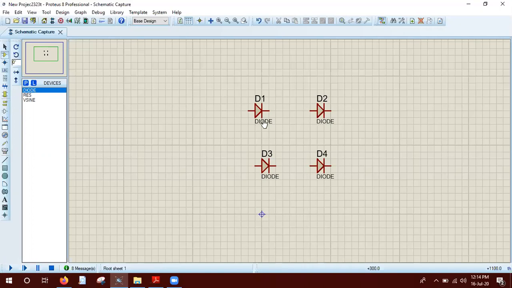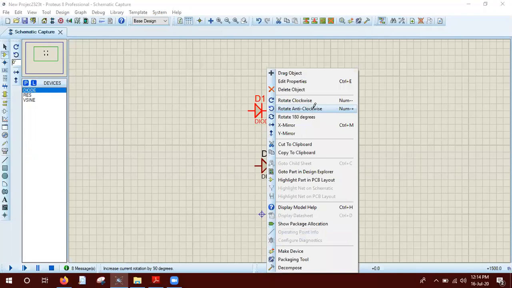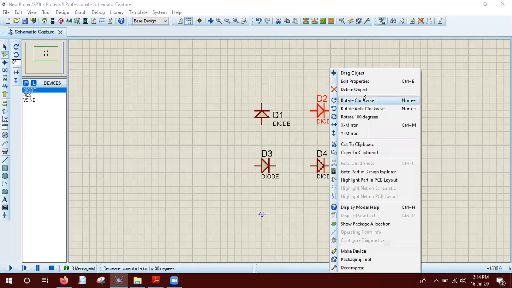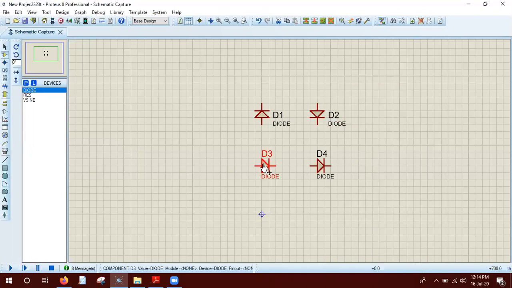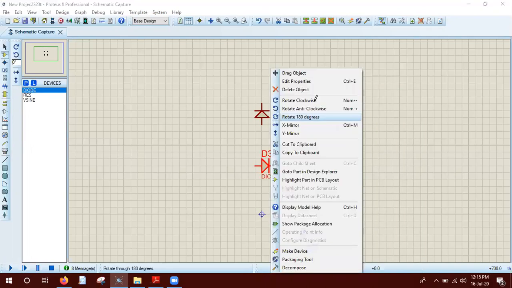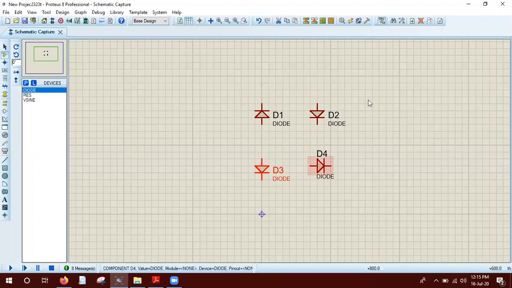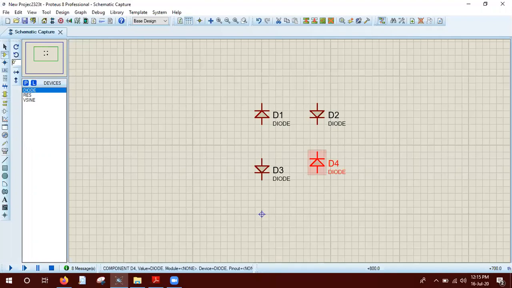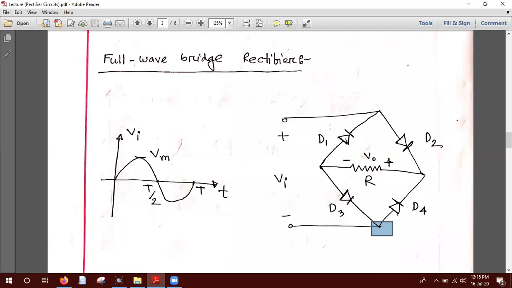Okay, so the first diode will be, my students, the upper side, so I rotate it anti-clockwise. The second diode will be the lower side, so make it clockwise. The third diode will be the lower side, make it clockwise. And the fourth diode will be the upper side, so make it anti-clockwise. If you are still confused as to what is going on here, please look one more time. You see that this is upper side, this is lower side, this is lower side, and this is upper side.